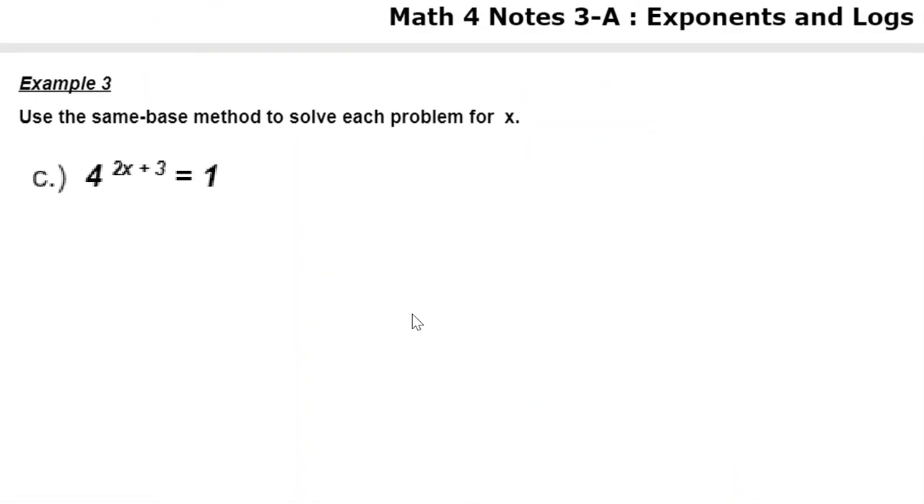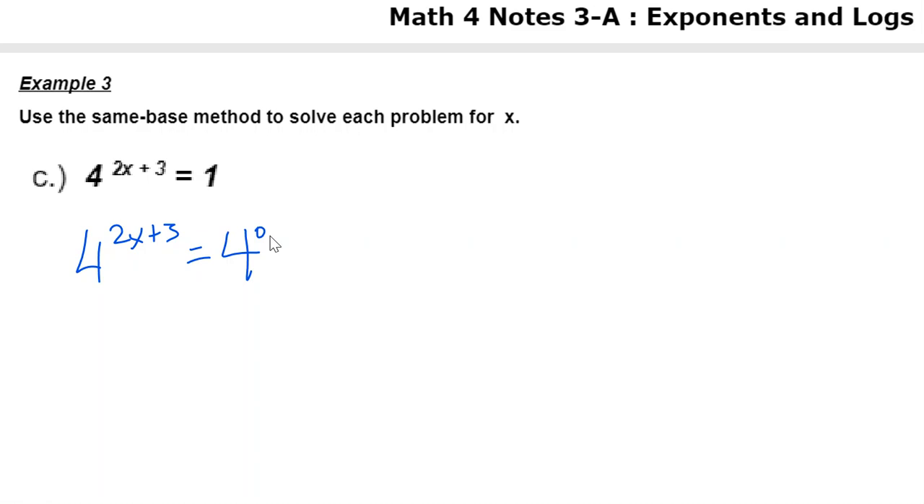Now here's one where you've got to think outside the box a little bit. What is one sure way to get an answer of 1? That is to raise something to 0. So does that mean that 1 could be the same thing as that? Oh yeah. Now I've got my same bases.